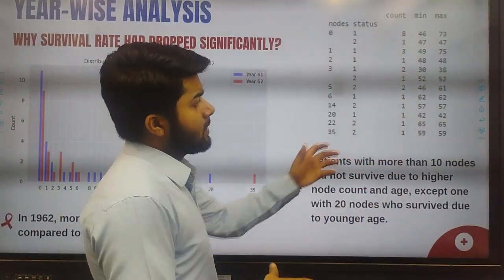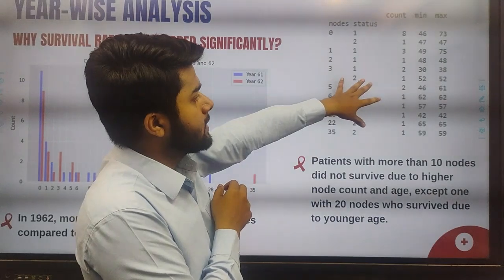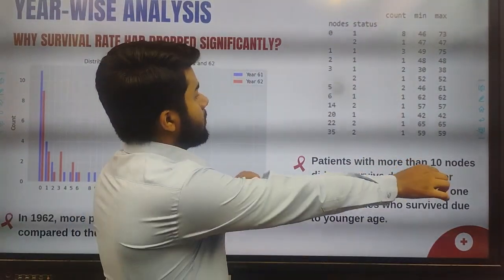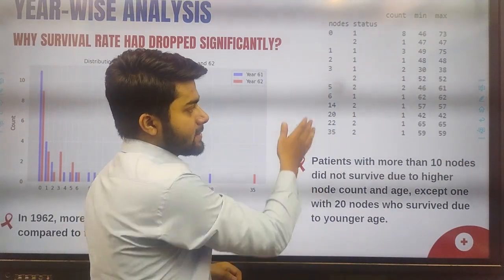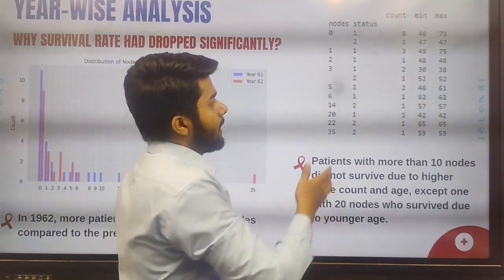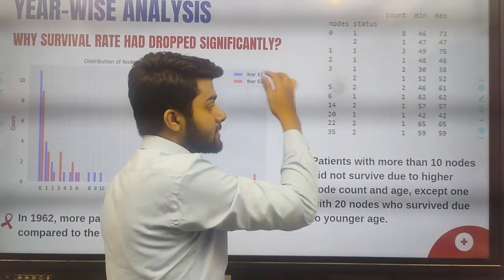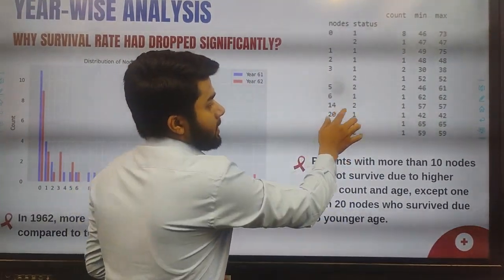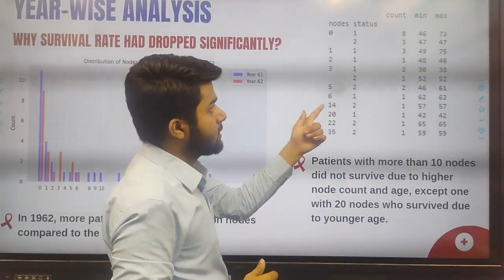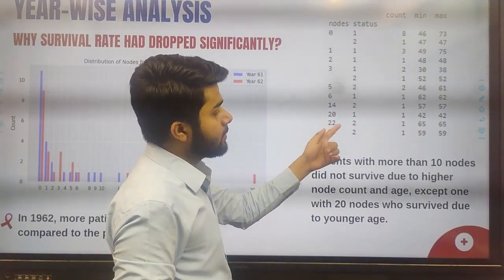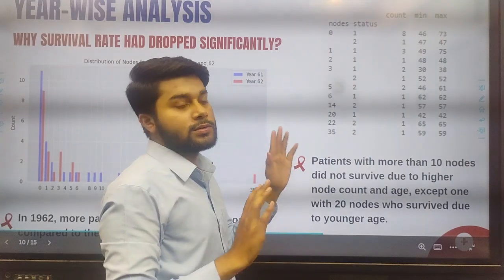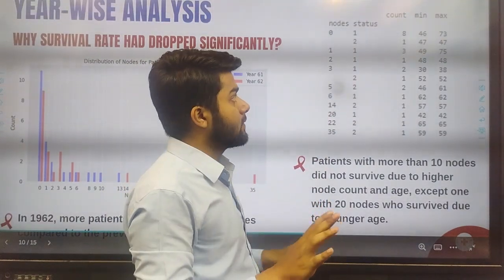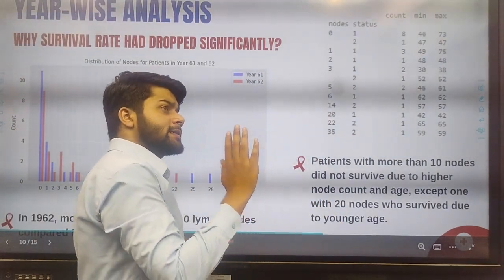So I took this table, or this matrix, here. We have to check for 14, 20, 22 and 35, that are greater than 10. This is the number of nodes, and this is the survival status. So the patient having 14 nodes didn't survive, 22 didn't survive, and 35 also didn't survive. But the patient whose nodes were 20 survived.